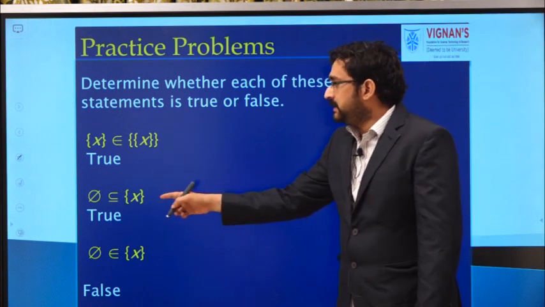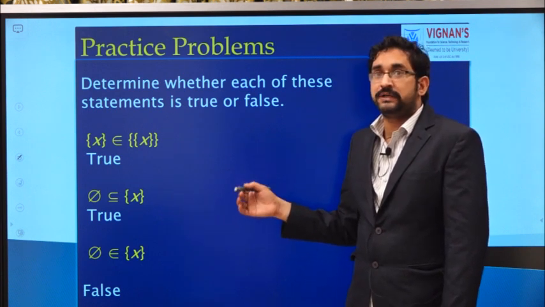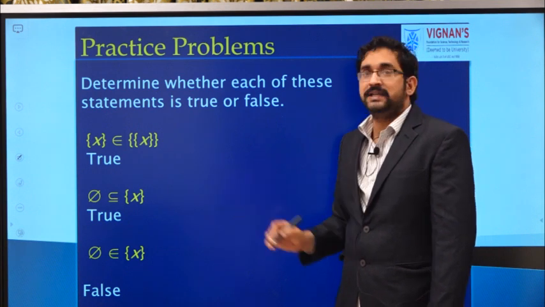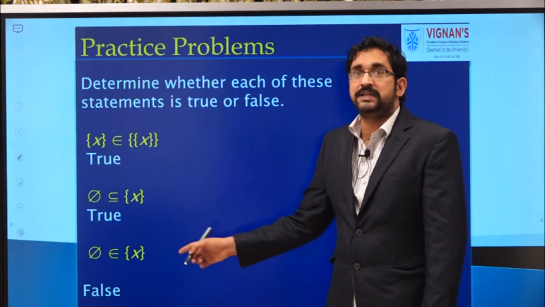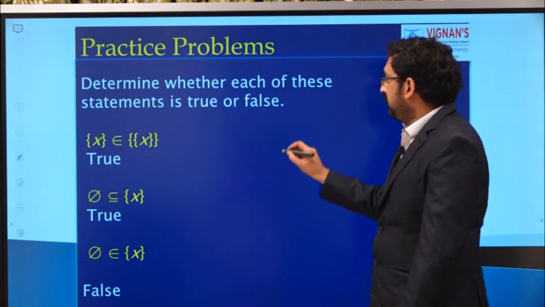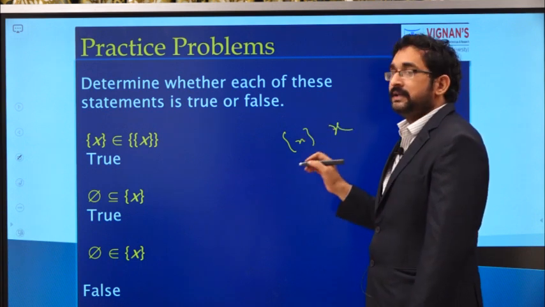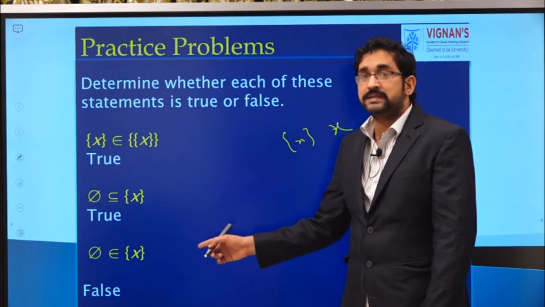Second one, pi is a subset of singleton X. We know that the null set is a subset of any set. So by the definition of subset, we can say that it is true. See the next one, pi belongs to singleton X, which is false, because singleton X contains X as its member. Hence, by the definition of singleton X, we can confirm that the given statement is false.